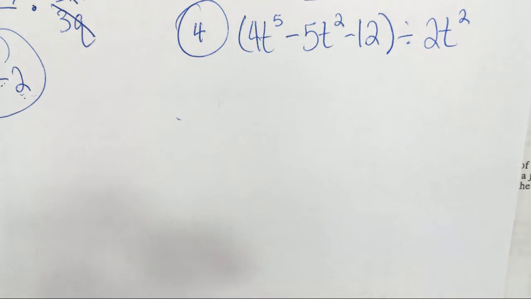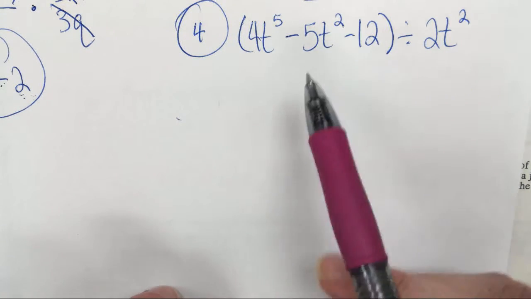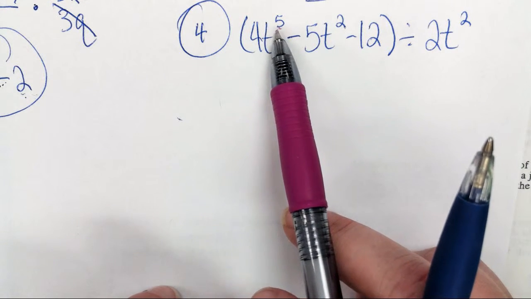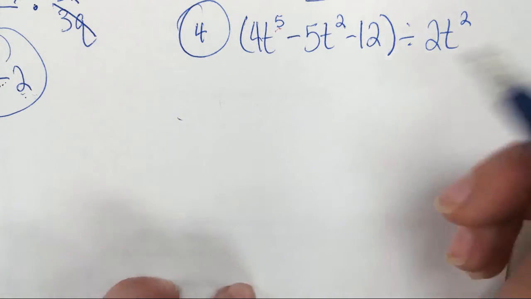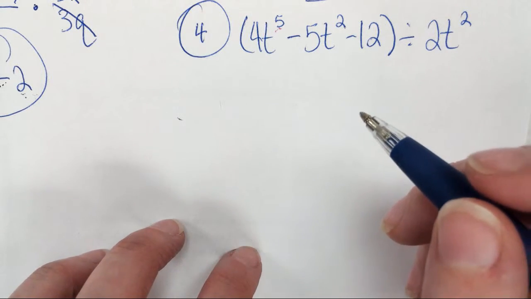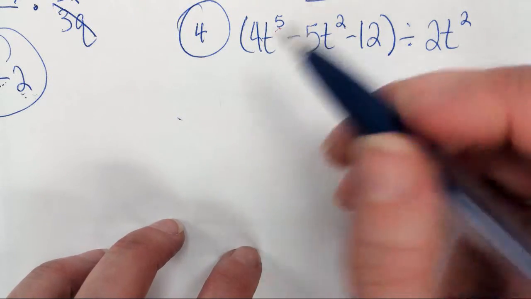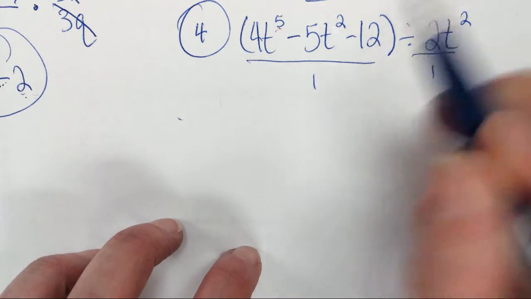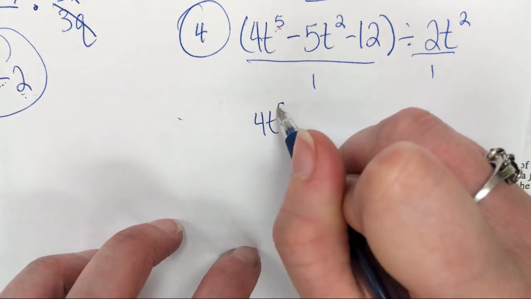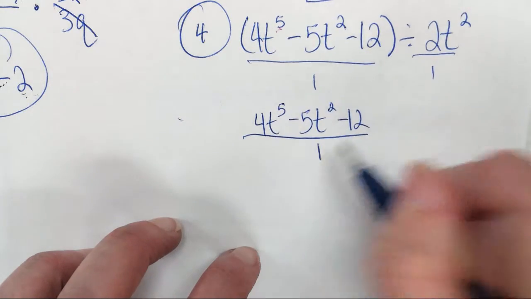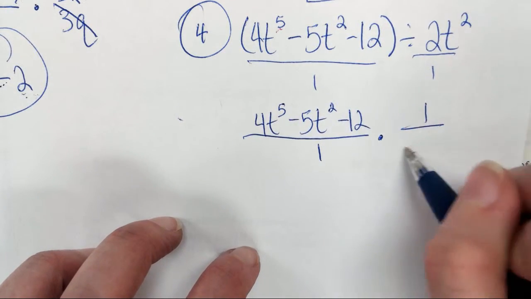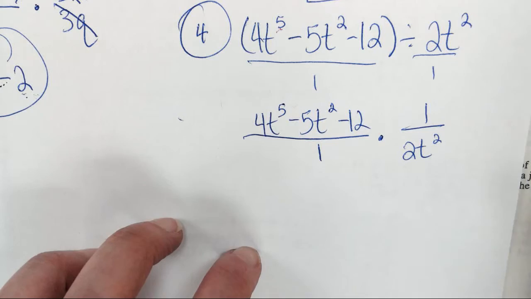Alright, what do y'all see? You can't factor it. Why? Because I have t to the 5, and you cannot split up t to the 5, right? So put it over 1. Keep, change, flip. If you see the keep, change, flip, just do it. You don't have to write all these steps out.